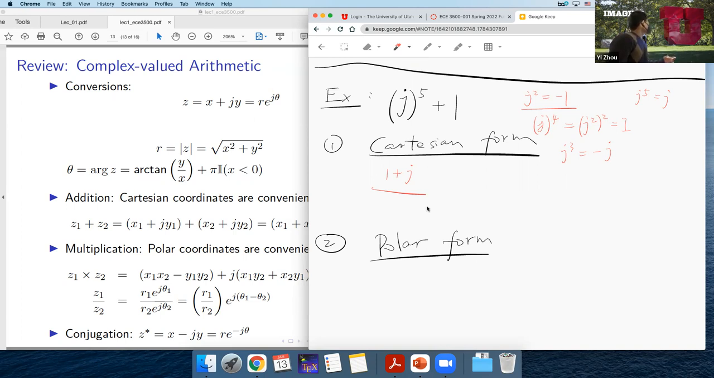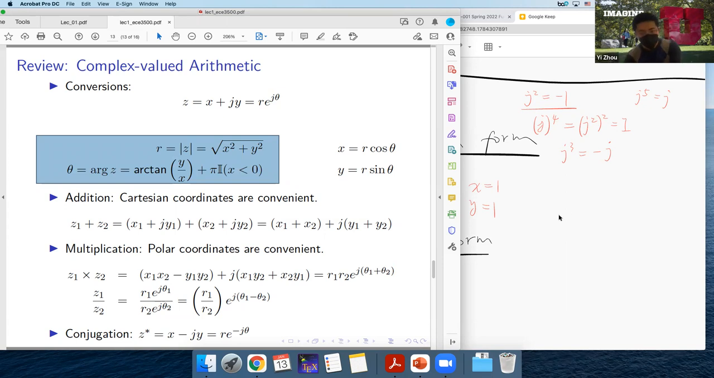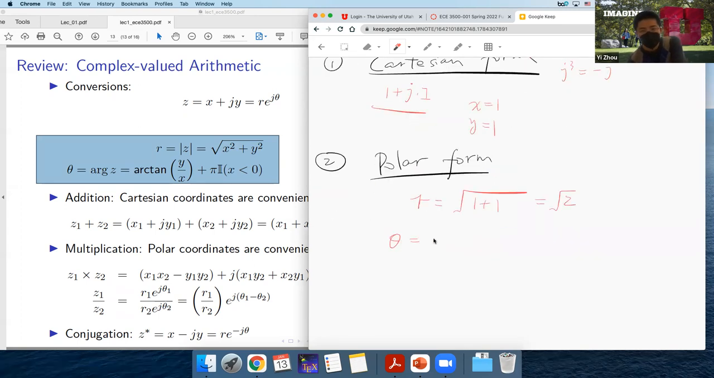And now one quick question: what is the imaginary part of this Cartesian form? Yeah, it's just 1, right? It's j times 1. And now you have the real part, you have the imaginary part. So for the polar form, the real part x equals 1, imaginary part equals 1. And you have the polar form by looking at this formula. So r should be square root of 1 plus 1, which is square root of 2.